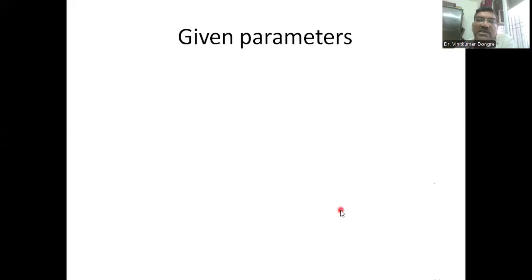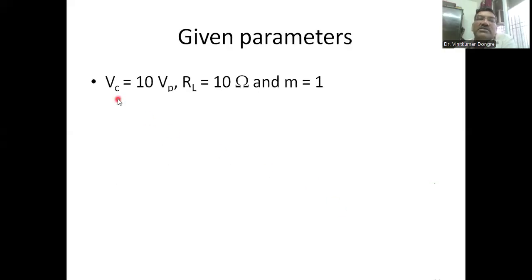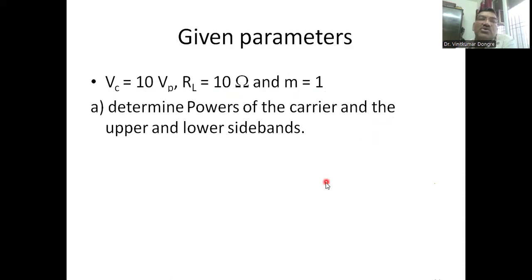So now we'll understand. What are the given parameters? VC equals 10 volt, resistance RL equals 10 ohm, and m equals 1. You have to use PC equals VC square by 2RL. If the resistance is not given, then you can assume the resistance is 1. If it is given, then you have to consider the RL.